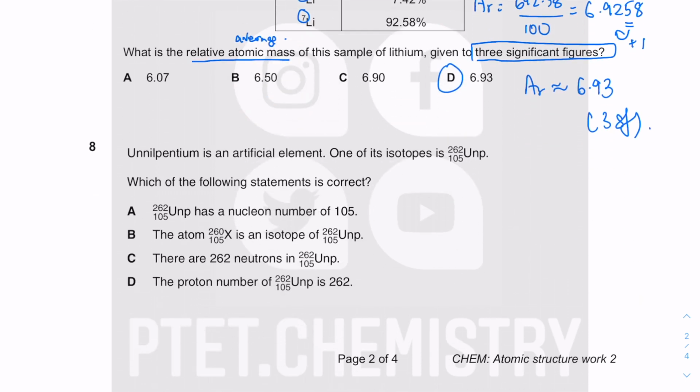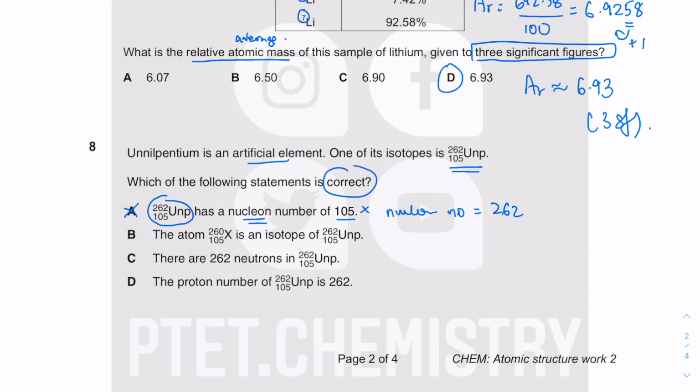Question 8. There's this unusual element, an artificial element. One of its isotopes is this. This particular isotope has a nucleon number 105. It's incorrect. The nucleon number should be 262, because nucleon number is the mass number, which should be 262. So that is incorrect, and you want a correct statement.